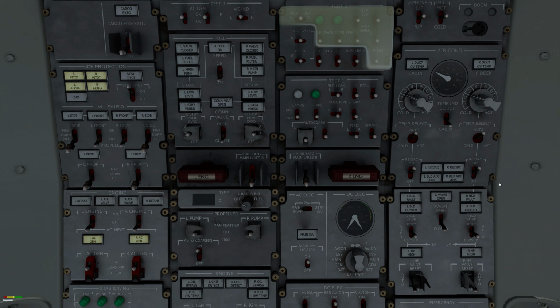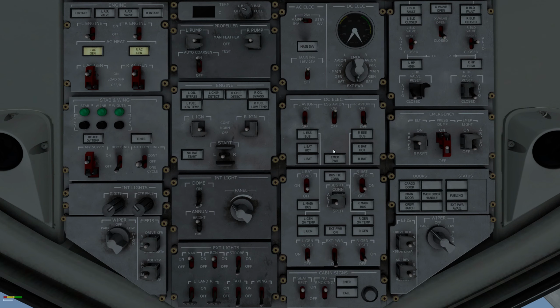Let's get the recirculation fans switched on while we're up here. Yeah, that's the next thing to check. Left and right avionics. Down here, left and right avionics. Let's switch these back on.